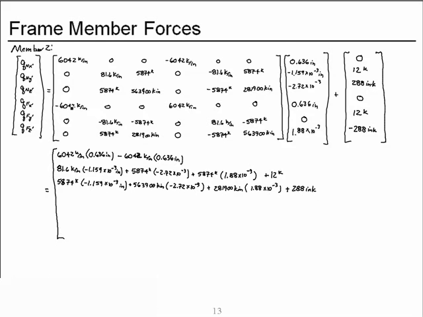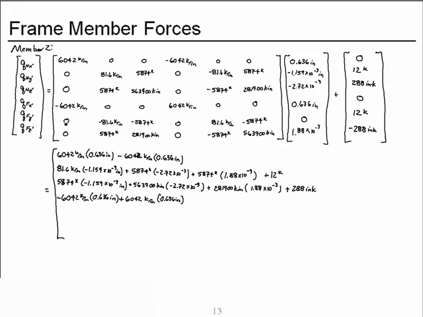Our fourth member force, we have this coefficient times this deformation, minus 6042 kips per inch times the 0.636 inches. Nothing from this term, nothing from this term. Then we add this coefficient times this deformation, plus 6042 kips per inch times 0.636 inches. And then we add the fixed end forces, which is 0 for this one.